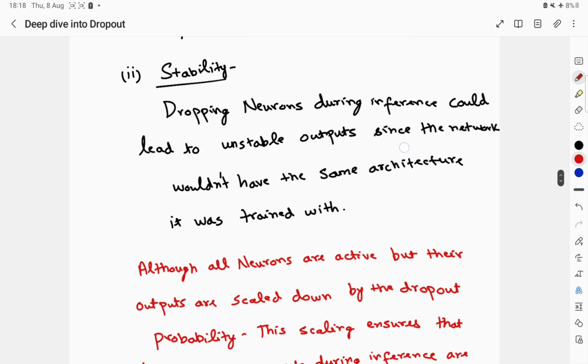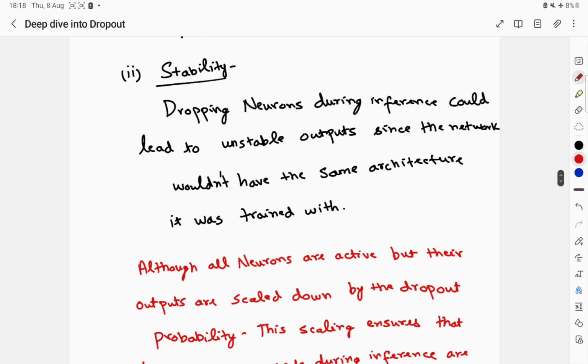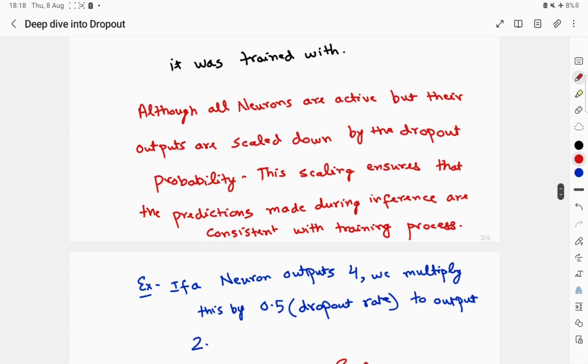The second one is stability. Dropping neurons during inference could lead to unstable outputs since the network wouldn't have the same architecture it was trained with. So stability is another big reason because of which you would not want to apply dropout during your inference phase. And there is another important catch here.